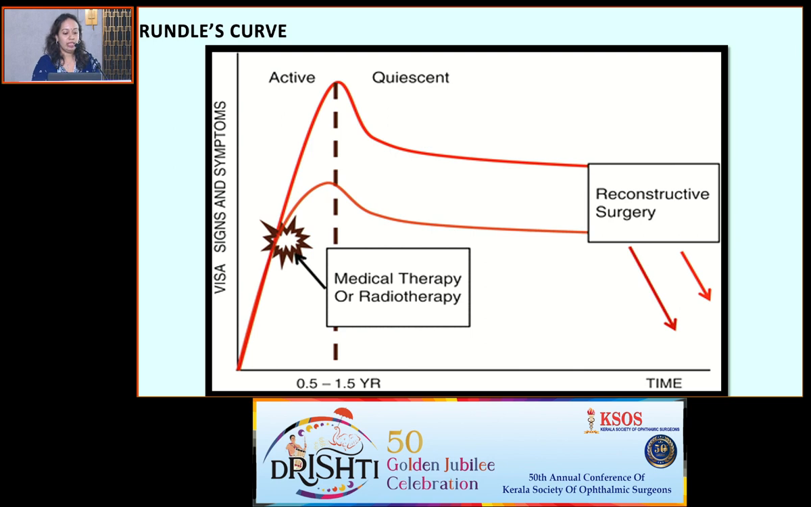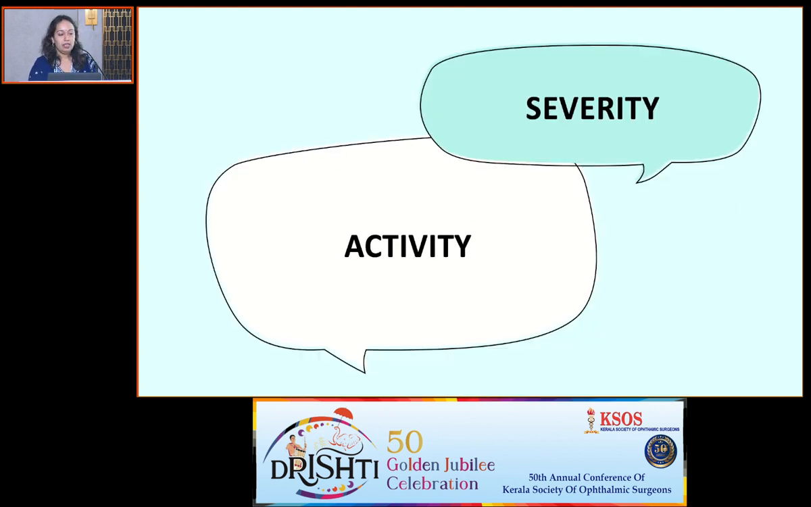So now it's time for treatment. So what is the aim of our treatment? This is the Rundle's curve which shows the natural course of the thyroid eye disease. It has an active phase and a quiescent phase. In active phase, if we start the treatment early, the morbidity will be less. So the two things we have to check in these patients are whether the patient is active or in the quiescent stage, and also about the severity.